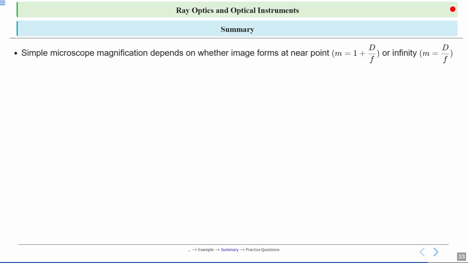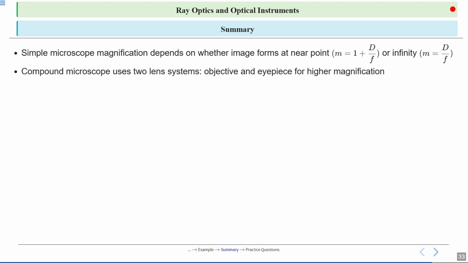Let's start by discussing the magnification of a simple microscope. The magnification depends on where the image forms. If the image forms at the near point, the magnification is given by the formula M equals 1 plus D upon F. If it forms at infinity, the magnification is M equals D upon F. Here D is the least distance of distinct vision, or the near point, typically 25 centimeters, and F is the focal length of the lens.